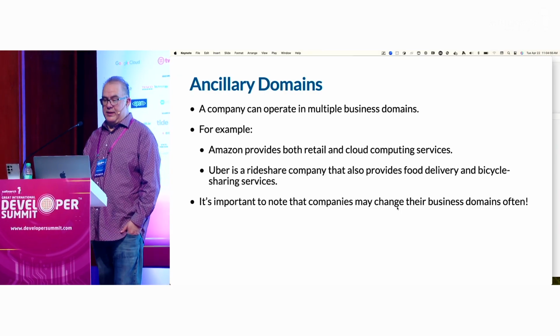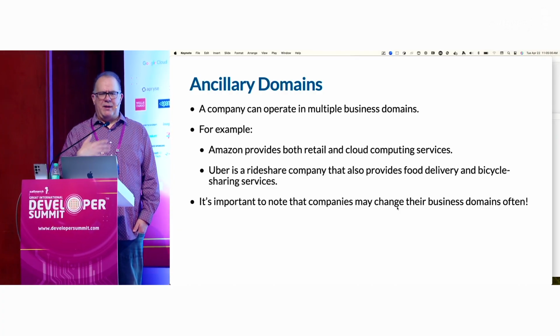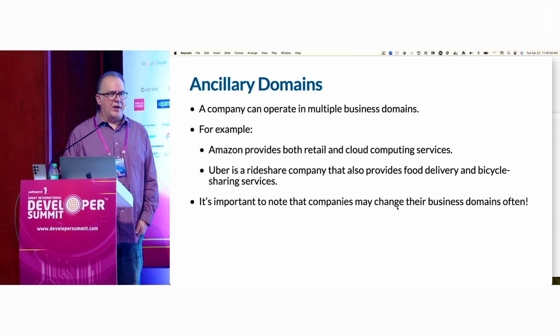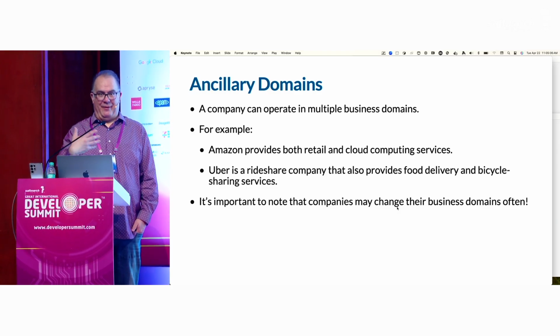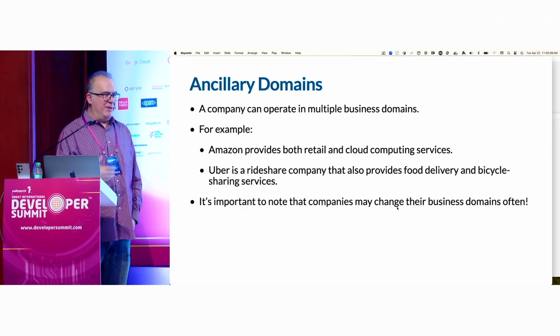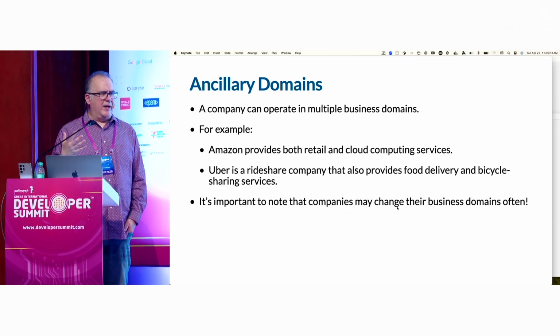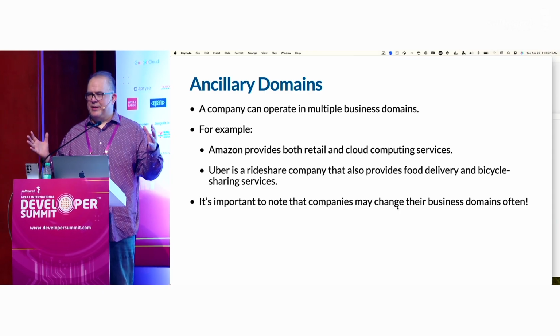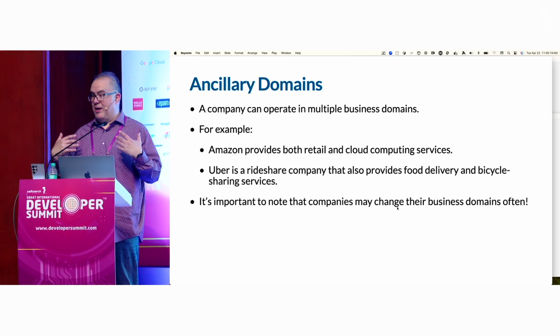Then there are ancillary domains. For example, Amazon. What is Amazon? Back at the start of the internet, Amazon was just a bookstore. That was their primary business. But then Amazon just is everywhere. Do you have Amazon trucks here in India? Here in the United States, we have delivery, so they've taken on delivery as well.